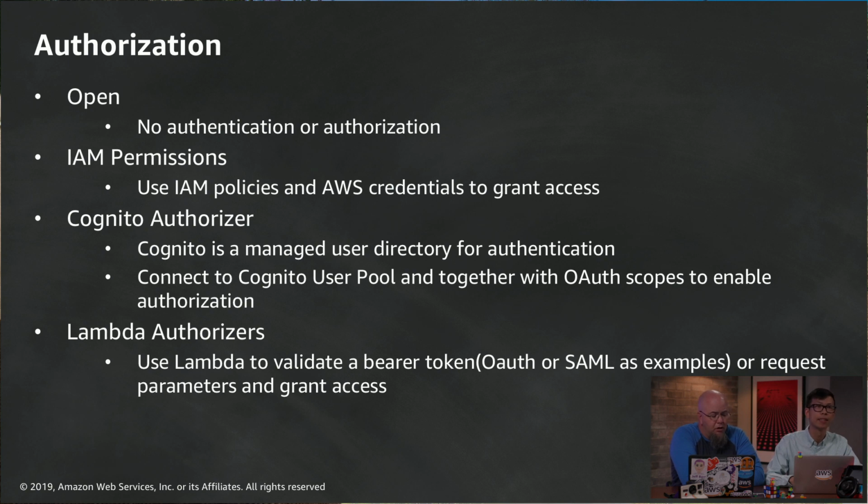So, okay, Cognito Authorizer. Yeah, next is the Cognito Authorizer. Cognito is the managed user directory service in AWS. What that means is you can manage usernames and passwords. You can reset their passwords. You can create groups and group users into them. And you can also do 2-factor auth requirements. So all the great stuff you would expect from a user directory service, right? If you have a Cognito Authorizer, it connects to a Cognito user pool, and together with OAuth scopes, it will enable authorization on your APIs. Okay.